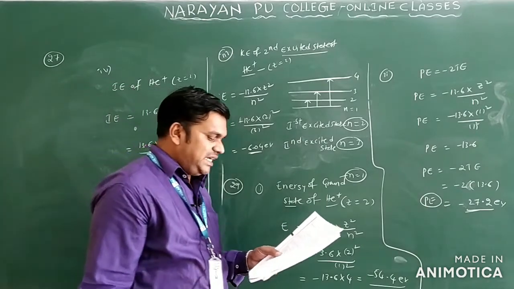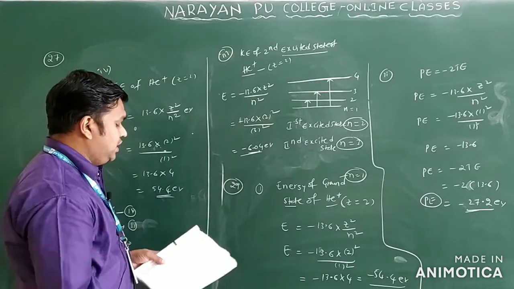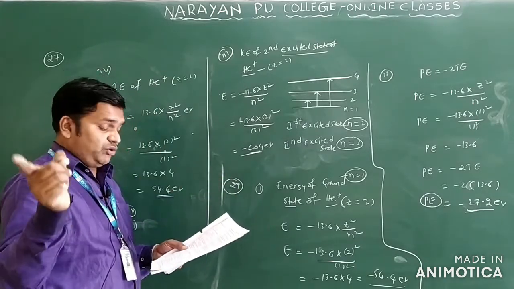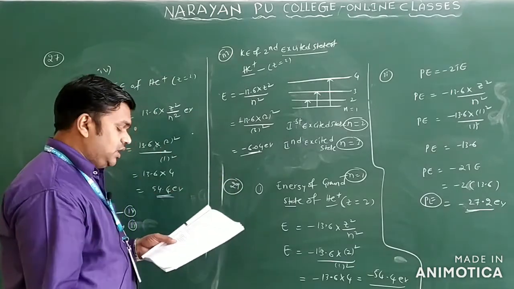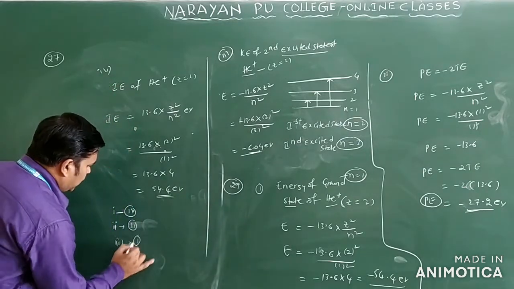Kinetic energy of the second excited state of He+. How much did you get? Minus 6.04 eV. You see option 1 is given as plus, but we take that in the form of minus. You can check, we get minus 6.04 volts. That you get in option 1.